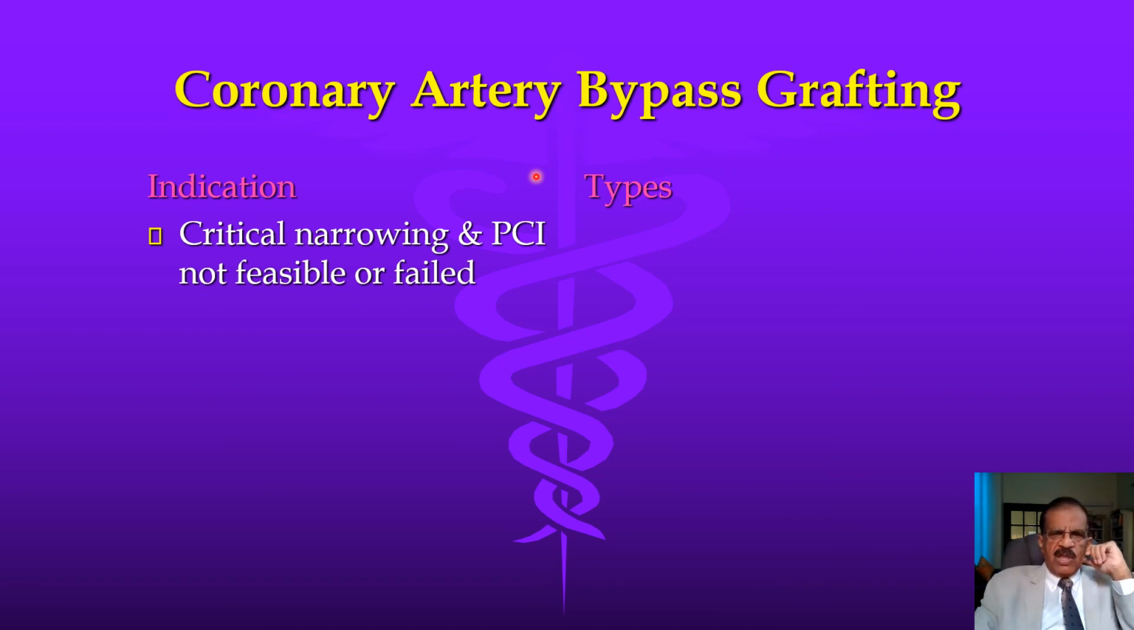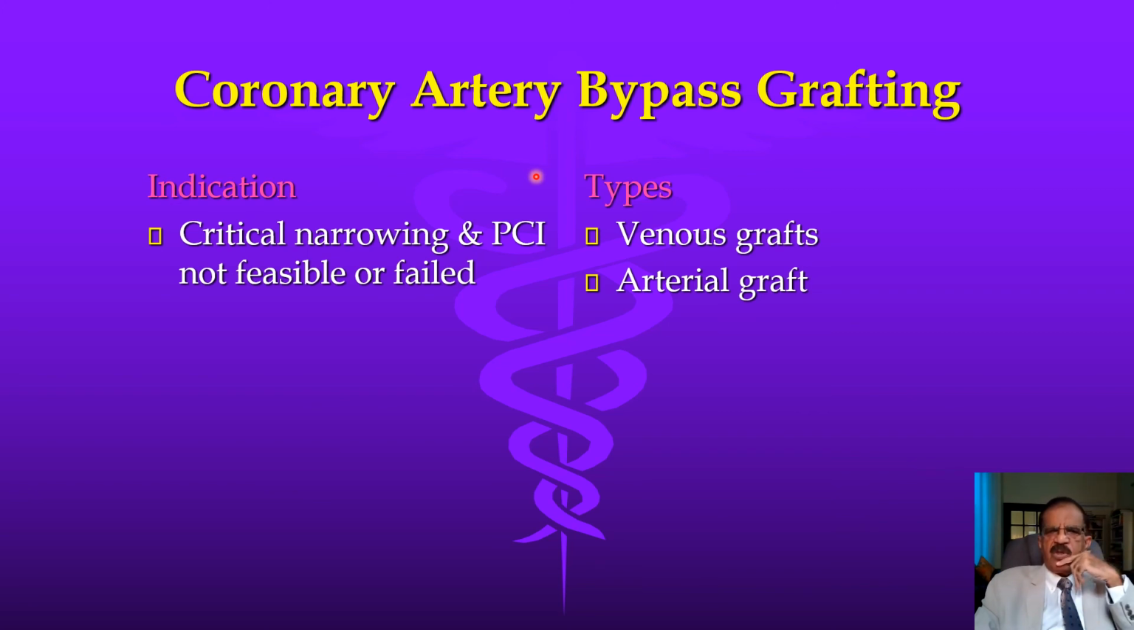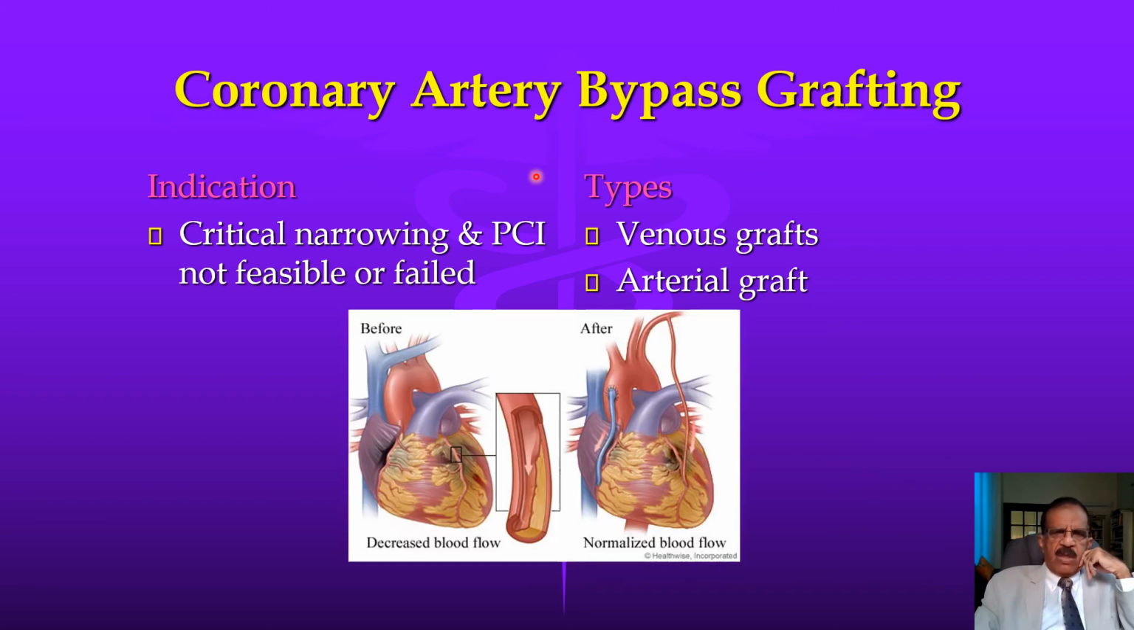So CABG is indicated when there is critical narrowing of the main vessel, for example, the left anterior descending artery, and PCI is not feasible or was tried but failed. There are various types of grafts: venous grafts, which are relatively easy, and arterial grafts, which are more durable. Only those who have a well-developed internal mammary artery would be candidates for arterial grafts. Now this is a cartoon which shows you the graft. Suppose this part of the vessel is occluded. This is the left anterior descending artery.